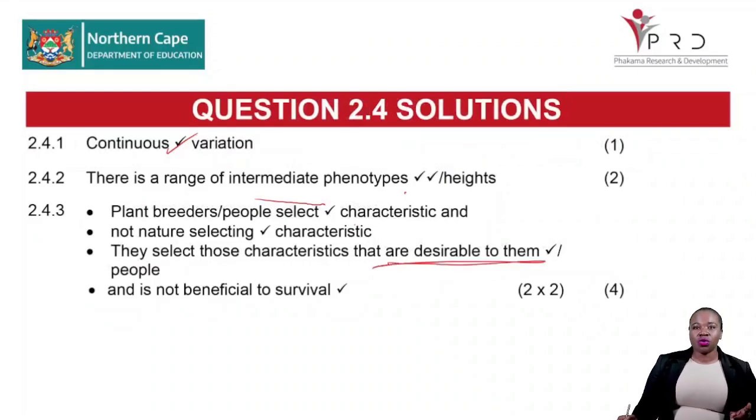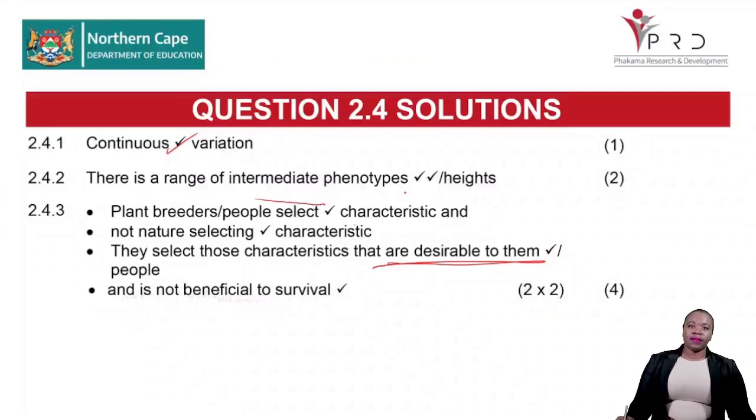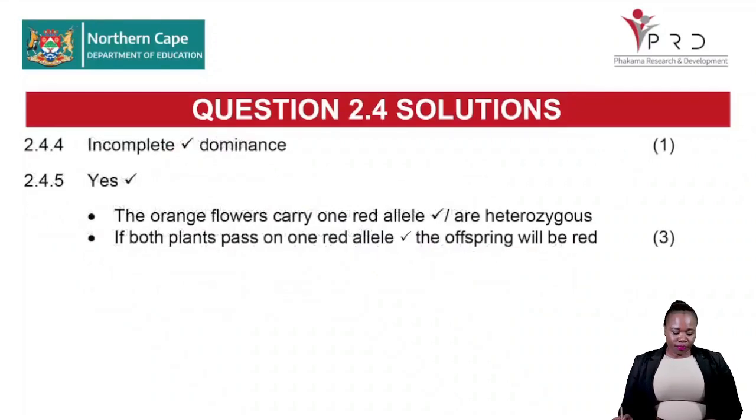So it is the human beings who select the characteristics that are desirable to them. That is why when we talk about artificial selection, we talk about how that is something that will satisfy human needs, right? And is not beneficial to survival. So it is only beneficial for the needs of the human beings. However, it is not beneficial for survival.